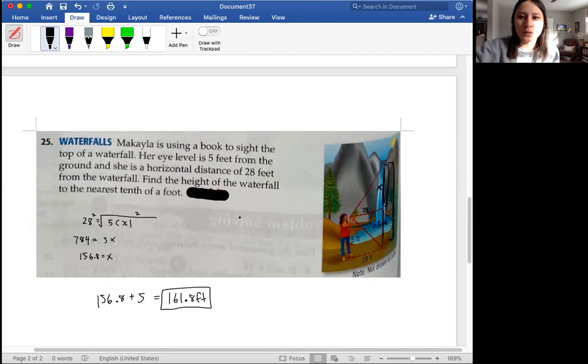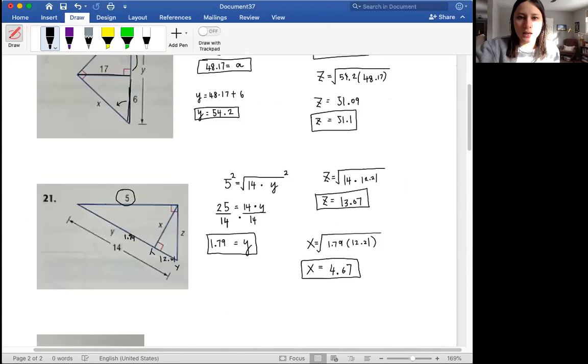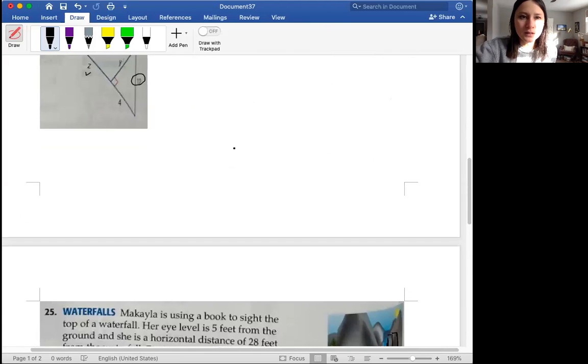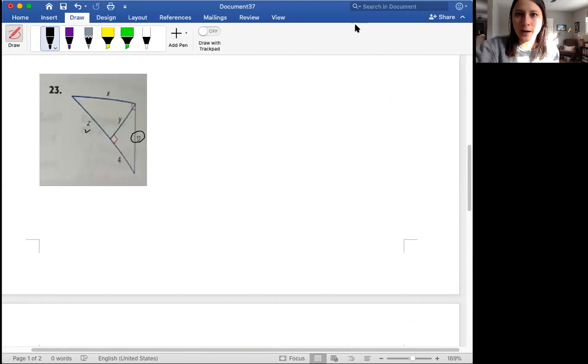So there you go, some homework problems that I kind of put up here. If you are still concerned about 23, come find me and we can talk about that.